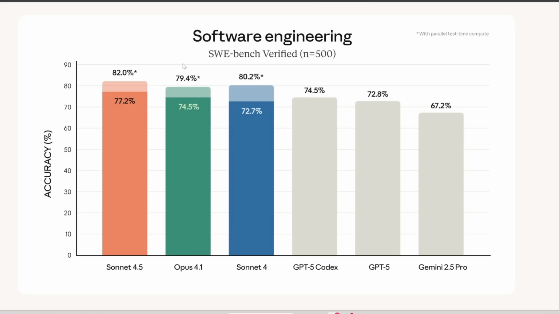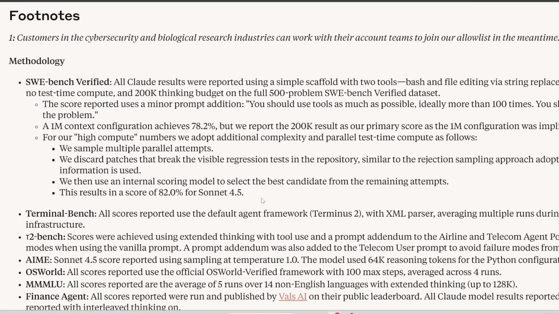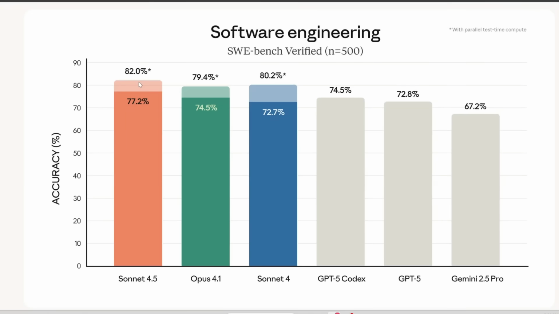However, this chart is kind of misleading. You need to read the fine print. Here, these additional margins are with parallel test time compute. So what exactly does that even mean? Down here in the footnotes, they explain that this is basically generating multiple parallel attempts and then using an internal scoring model to select the best candidate. And only then does this result in a score of 82% for Sonnet 4.5. Of course, if you run this a ton of times and then select the winner, it's going to be better. However, they didn't really do this for the competitor models, so it's kind of misleading.